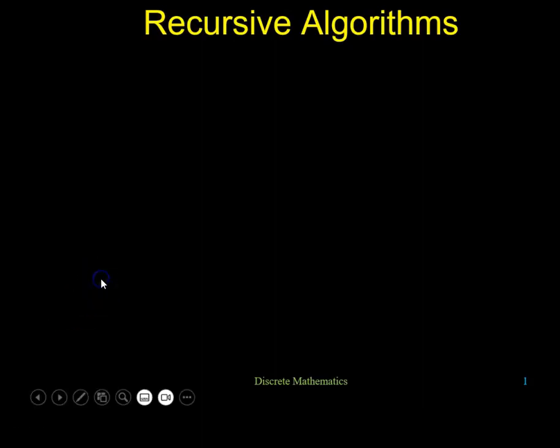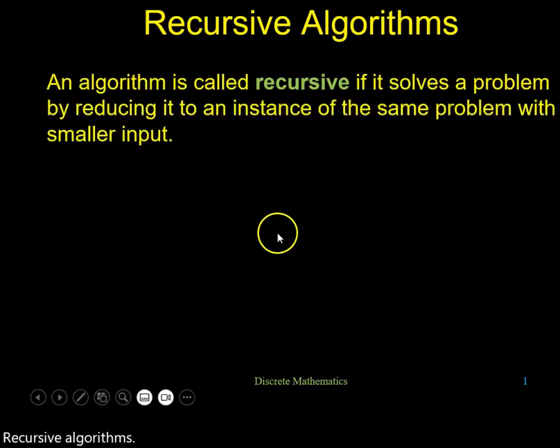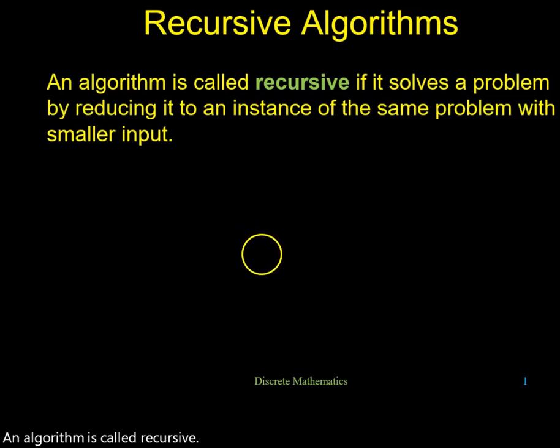Recursive algorithms. An algorithm is called recursive if it solves a problem by reducing it to an instance of the same problem with a smaller input.